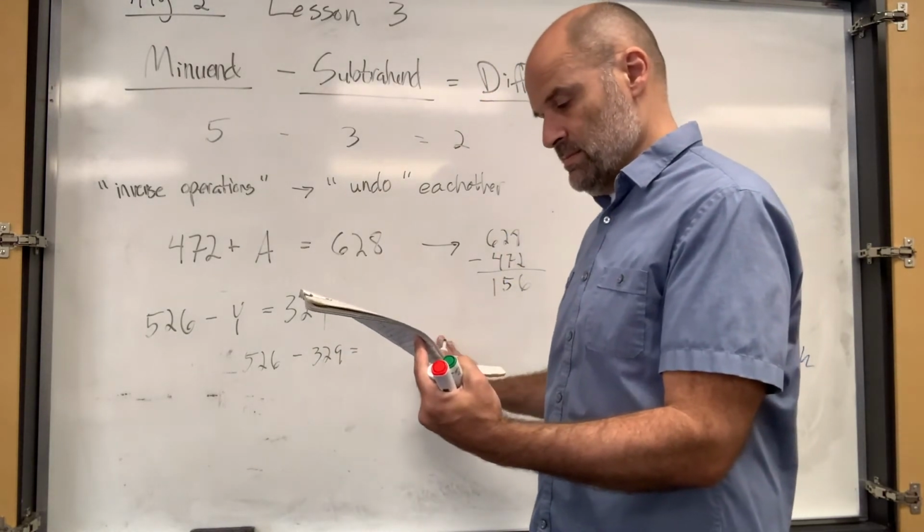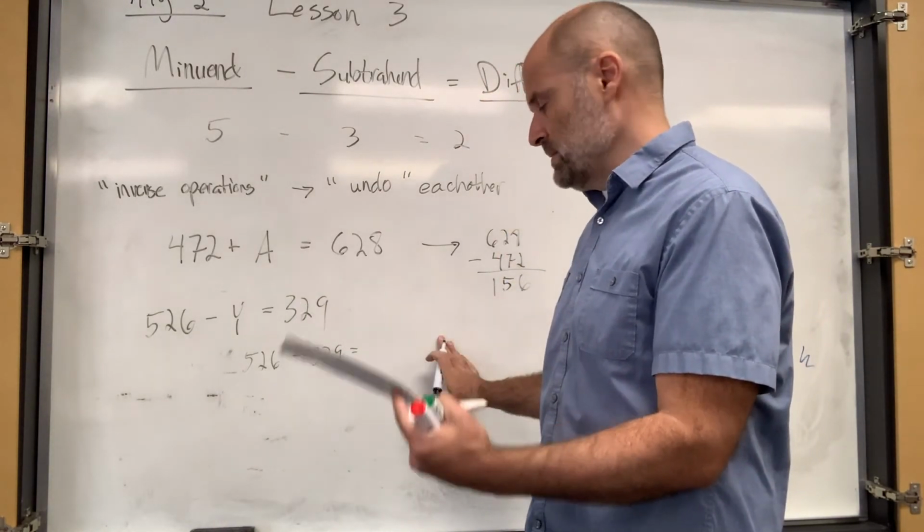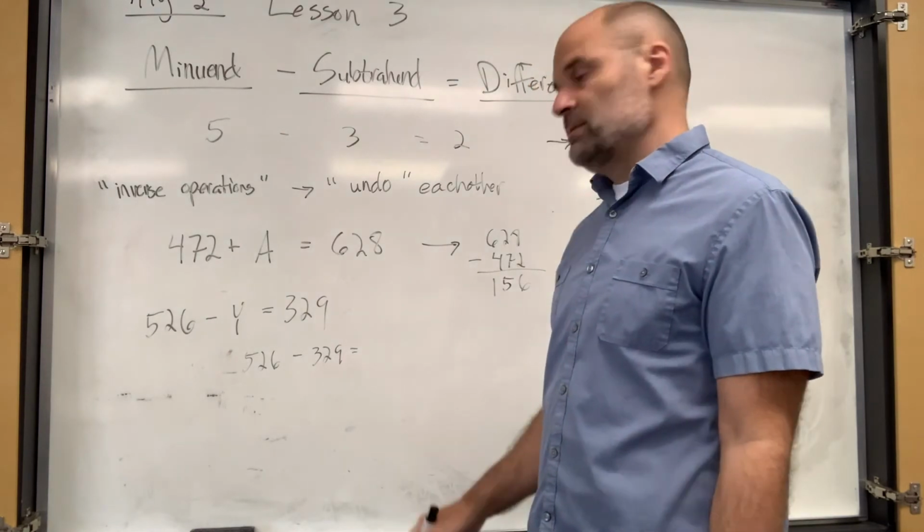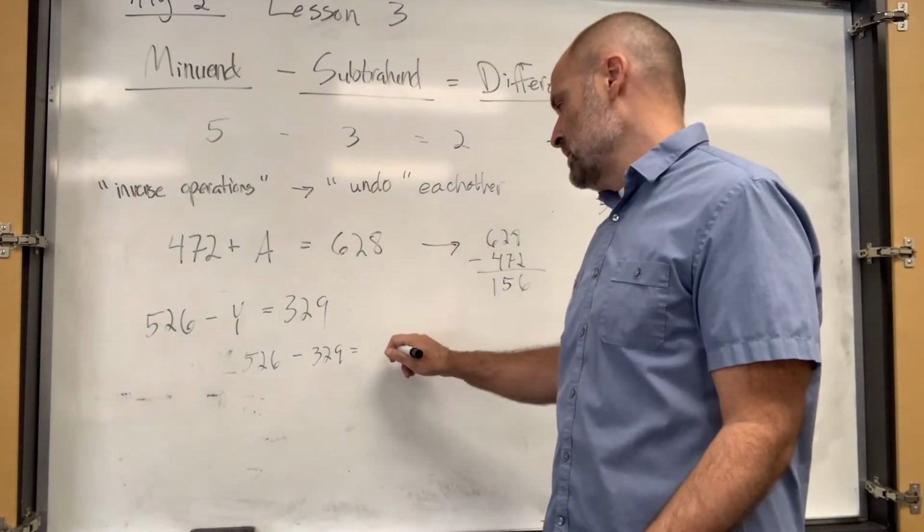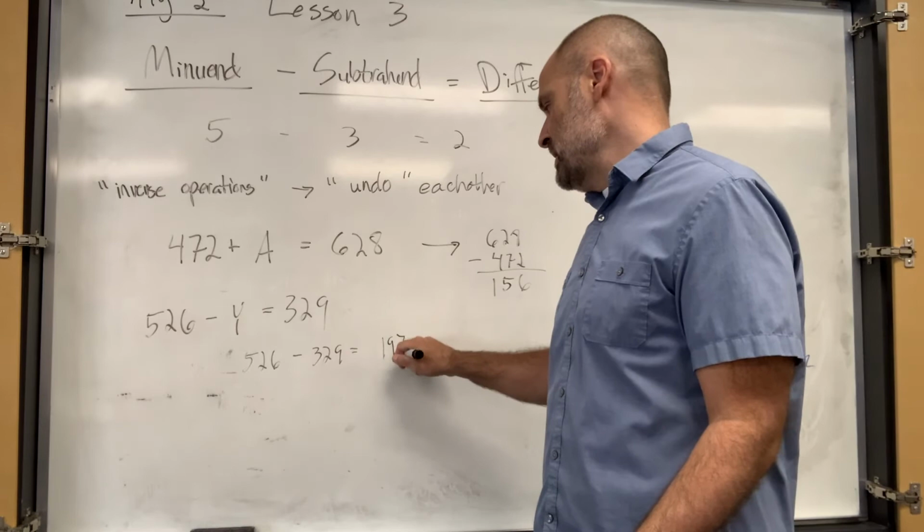I'm cheating now. No, I don't even have the answer. What do you get? Did you get it? Wow. 197. That was my third guess. All right.